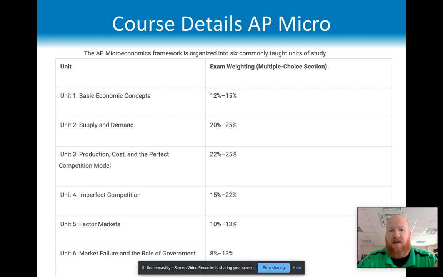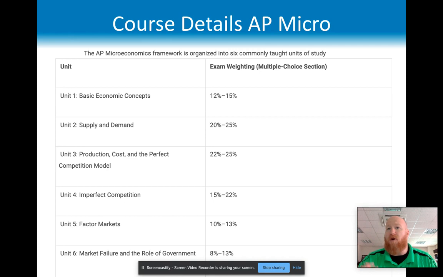We'll talk about basic economic concepts in Unit 1. Unit 2 is supply and demand, which you have to know, guys. This is going to be the basis for all of your graphs, all your charts, different things like that. We'll look at production, cost, and the perfect competition model, PPCs, all kinds of stuff like that. We'll look at imperfect competition, factor markets, and then ultimately at the very end, we'll look at market failure and the role of government, which I think is really interesting also, Unit 6.